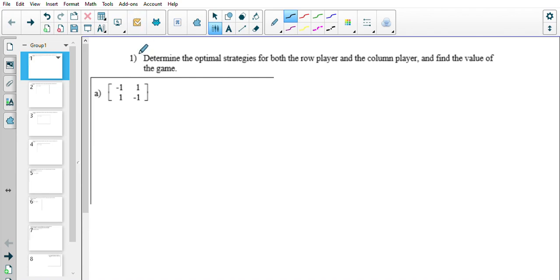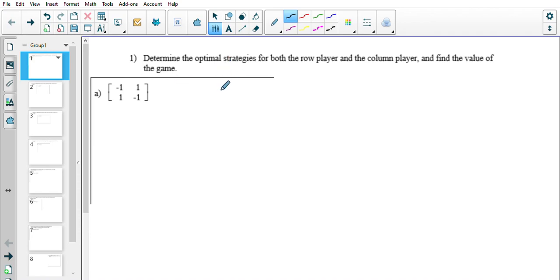So the first question had 4 parts. It was all just repeating the same skill to hammer it down. So we've got a game matrix, and we need to determine the optimal strategies for the row player and the column player, and then to find the value of the game.